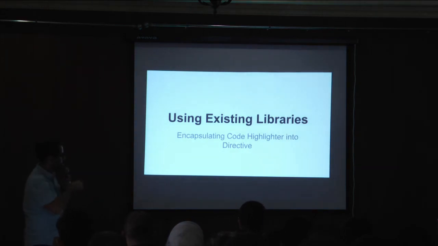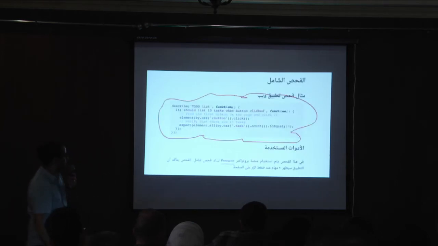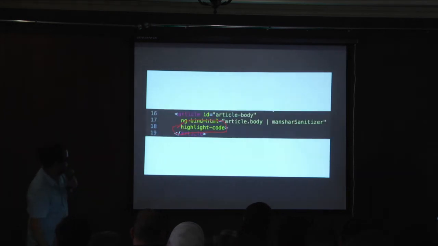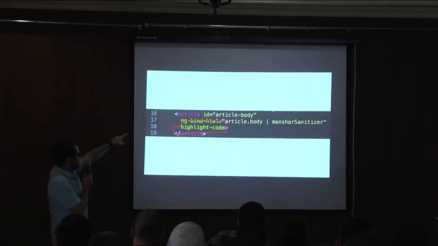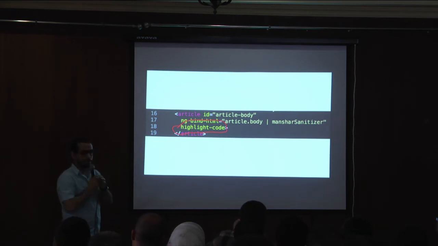This is another example of using another library, for code highlighting. The editor allows you to add code. So this is a rendered article, and it will highlight the code for you. How we do this is, this is the article container. We render it using ng-bind-html, which is another directive in Angular, but we also call the highlight-code directive on it.